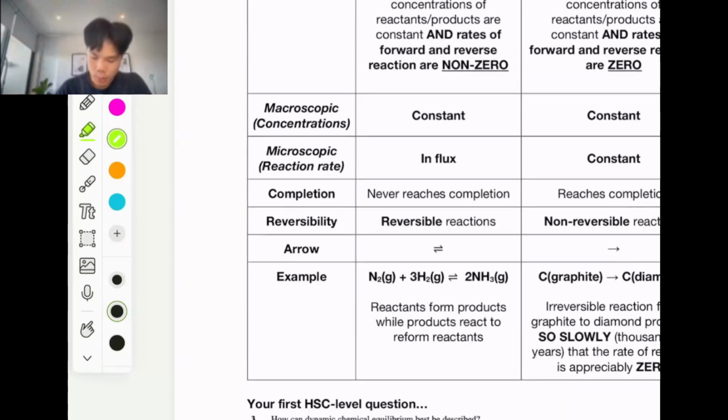A dynamic equilibrium never reaches completion. A static does. Dynamic equilibrium is reversible. A static equilibrium is not. Double-ended arrow versus single-ended arrow. And an example would be the Haber process as opposed to the complete reaction of graphite into diamond over time.